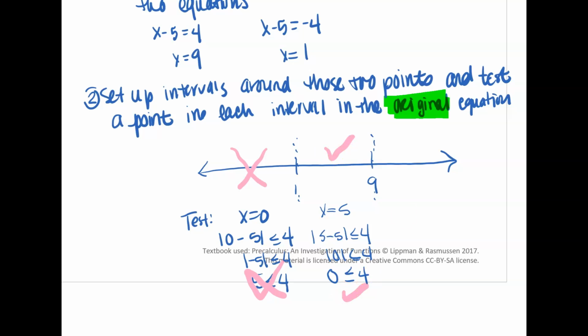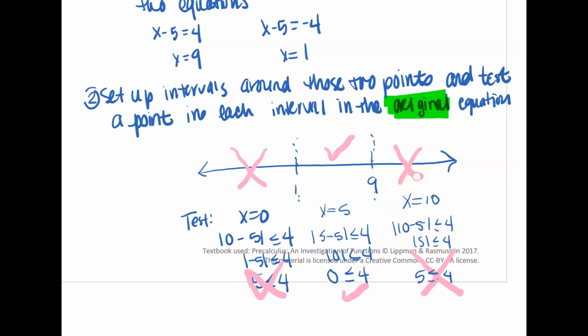I'm going to test the next one. Let's pick a number bigger than 9. Let's pick 10. That sounds fun. 10 minus 5 is less than or equal to 4. So it gives me absolute value of 5 is less than or equal to 4. So 5 is less than or equal to 4. And again, this does not work. So this area does not work.